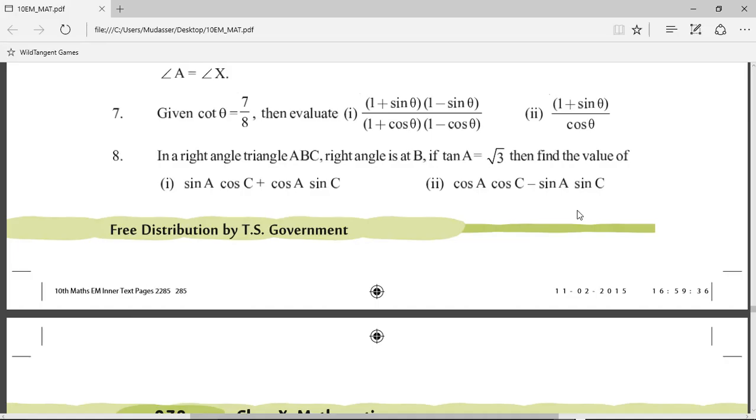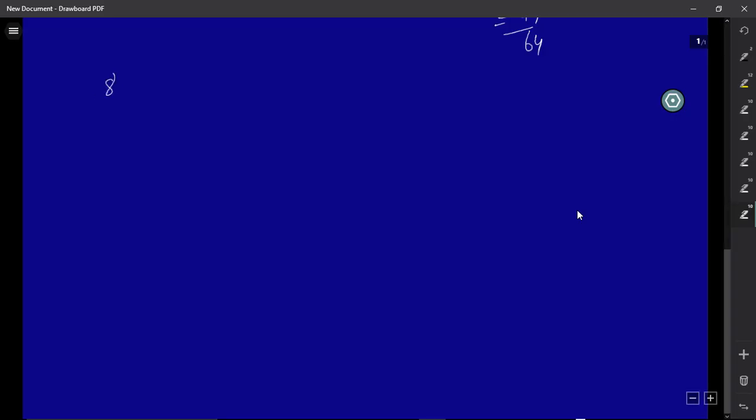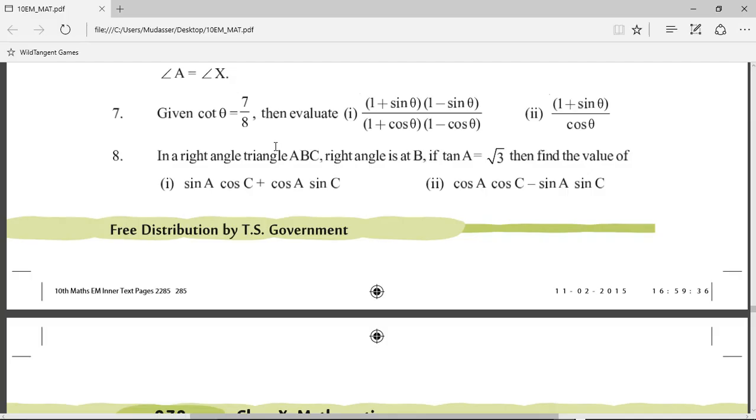So question number 8 says, in a right angle triangle ABC, right angled at B, if tan A is equal to root 3, then find the value of sine A cos A plus cos A sine A. So in this I'll just find out the answer for the first bit. The second bit you can do on your own. Let's do it, the 8th one. It says tan A is root 3. I have to find out the value of sine A cos C plus cos A sine C.